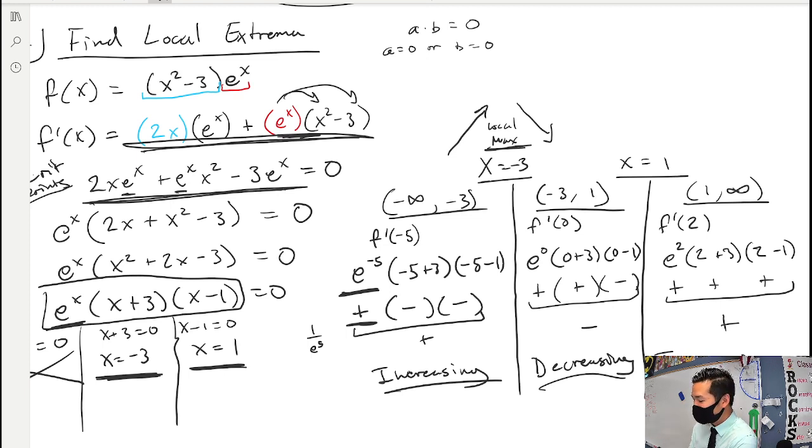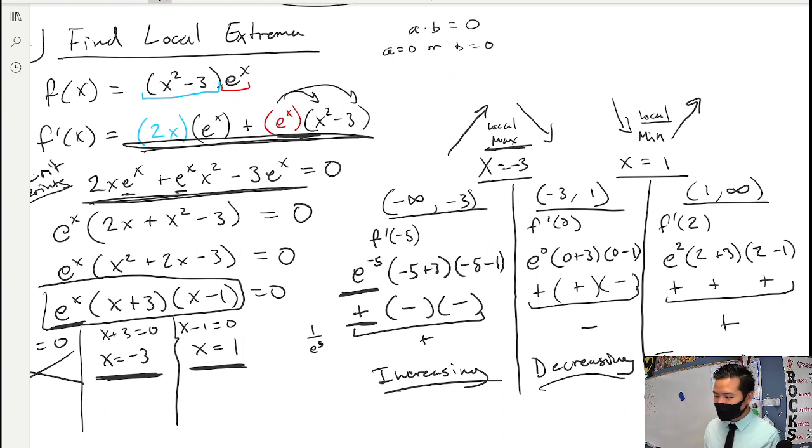All right. So anyways, this function is decreasing to the left of 1, and then it changes to increasing. What type of extrema is this? The minimum. It's a minimum right here. You have a local min at x equals 1.